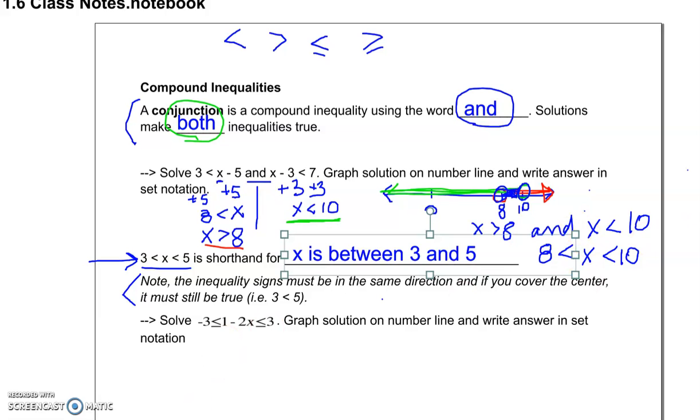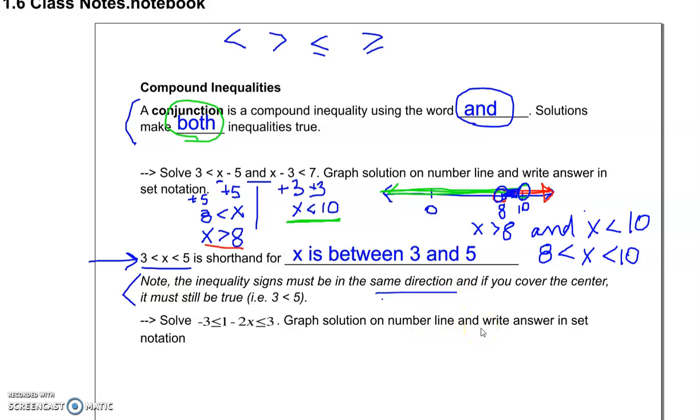Why is that? So once I turn that around to write the 8 first, it's 8 is less than x. Notice the arrows go the same direction. 8 is less than x, and then x is less than 10. So when I line that up with the 8 first and then the 10 at the end, the arrows go the same direction, so that's very important. The inequalities go the same direction.